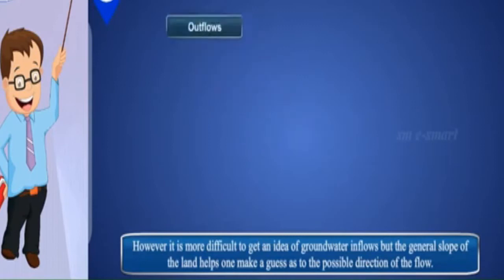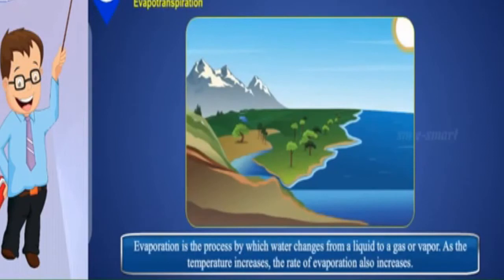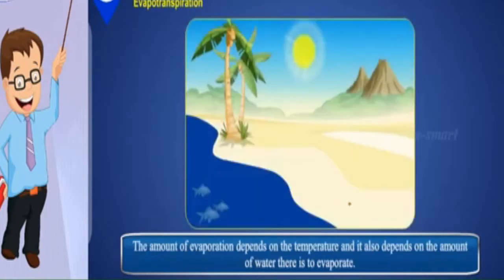Outflows. Evapotranspiration. Evaporation is the process by which water changes from a liquid to gas or vapor. As the temperature increases, the rate of evaporation also increases. The amount of evaporation depends on the temperature, and it also depends on the amount of water there is to evaporate.